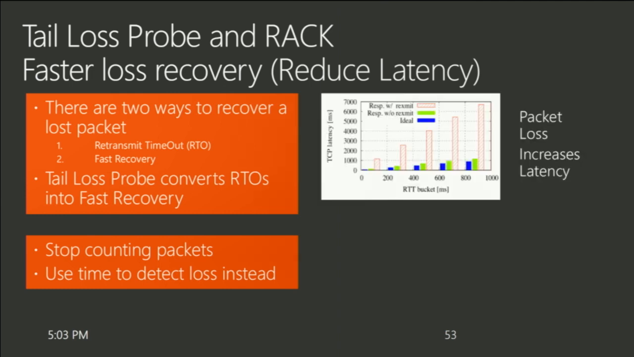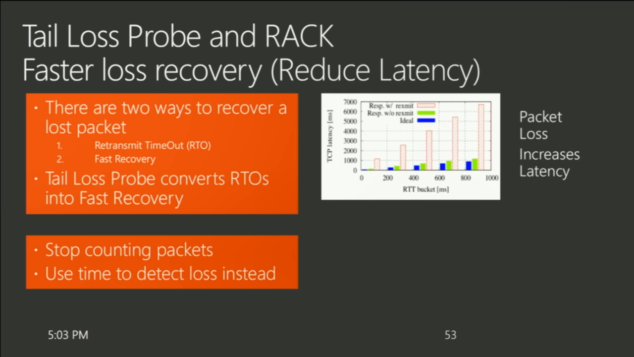So we have a graph here which shows you what happens to the latency in flows that have packet loss. It's in the red cross-hatched histogram bars. And on this chart, higher is worse. Okay, so we look at that and we compare those to the green and blue flows. Those are ones without packet loss. And we can see there's quite a bit of difference here. So we want to get rid of that.